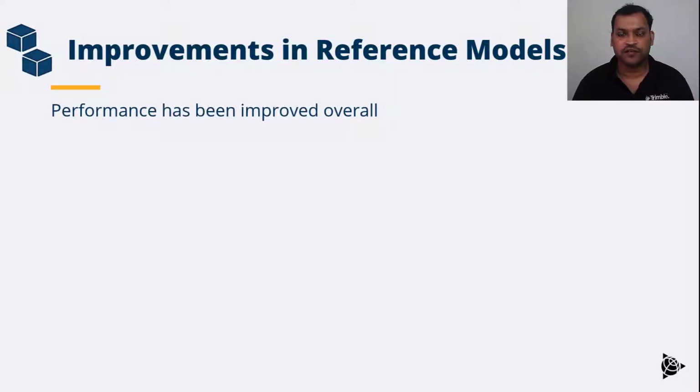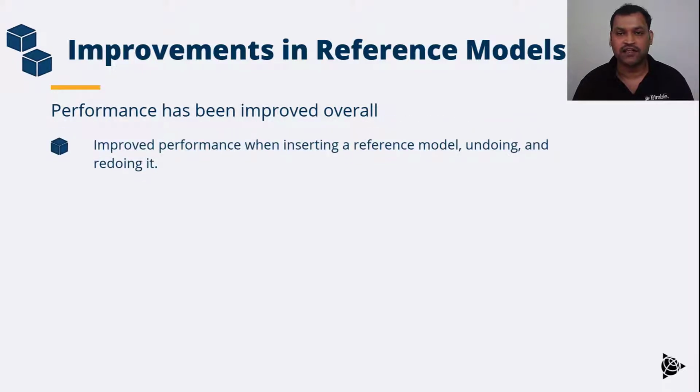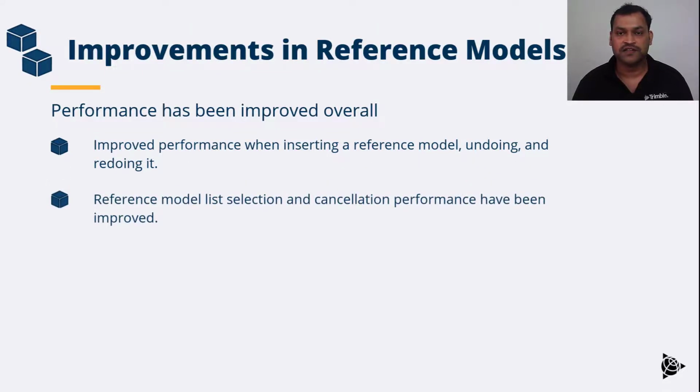Now with the new improvements made in the backend, performance of Tekla Structures for handling the reference model is now enhanced. And now you can insert and remove the reference model much faster than the previous versions. Also, selecting the model from the reference model list or cancelling the selection is much faster. And you can notice this when you have a lot of reference model groups.